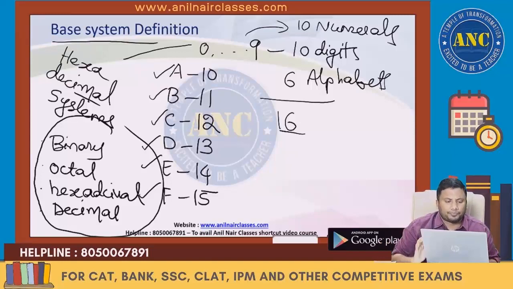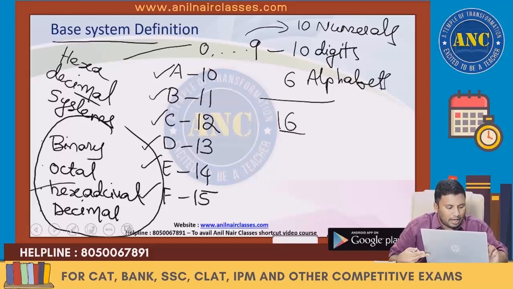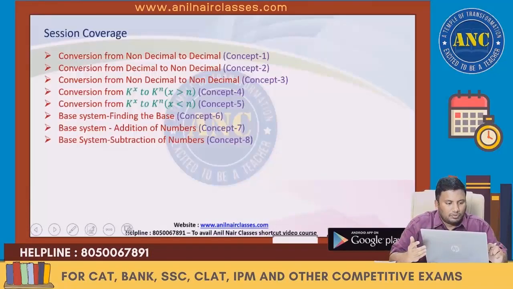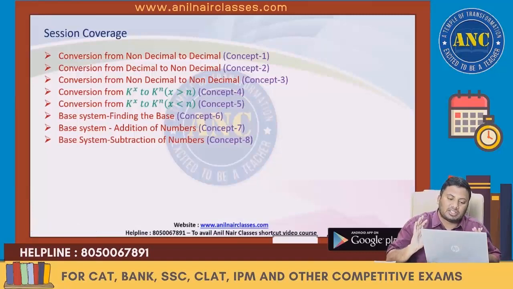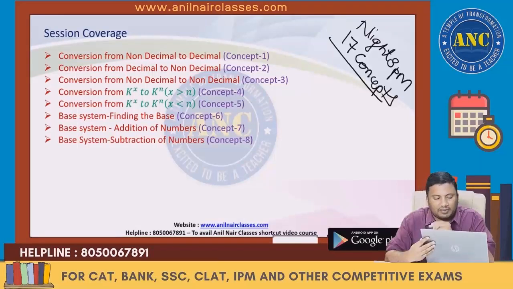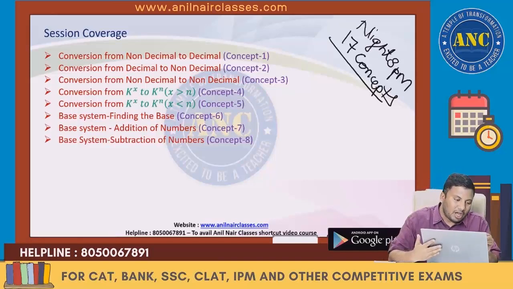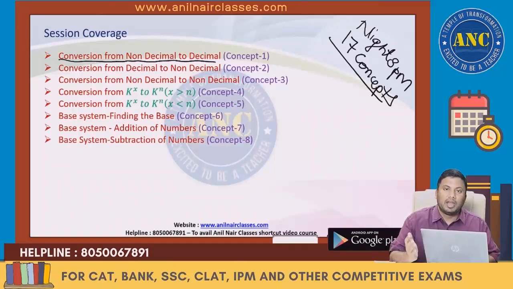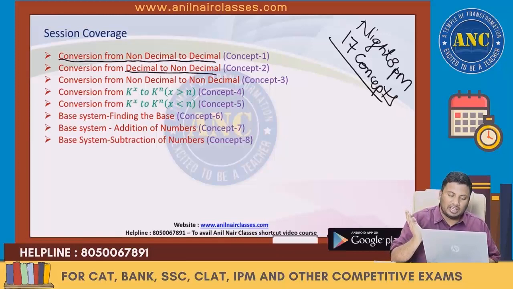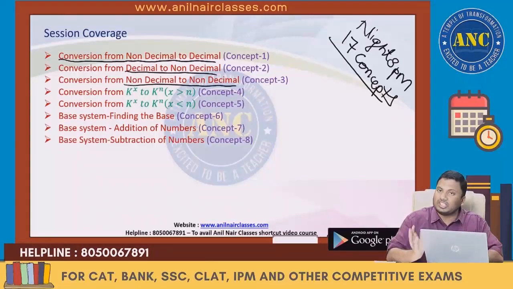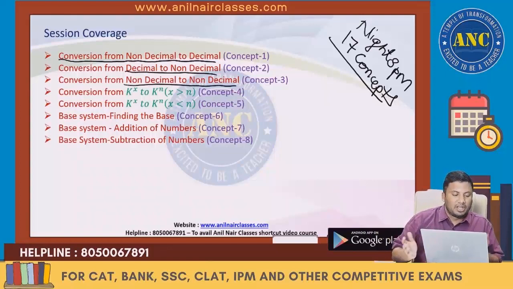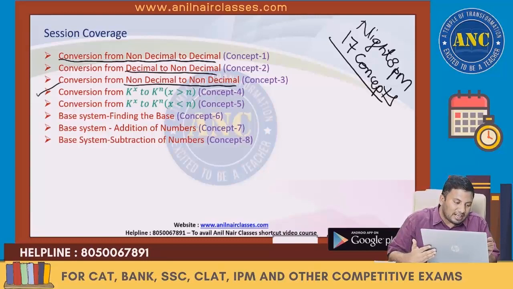So totally, all these types I am going to explain in the class. These are the total 17 concepts which I am going to explain. What are those 17 concepts? We will first see how to convert from non-decimal to decimal. Then we will see the vice versa, how to convert decimal to non-decimal. Then we will see how to convert from non-decimal to non-decimal which does not have any correlation. How to convert from base system K power x to K power n, where x is greater than n, where x is less than n.